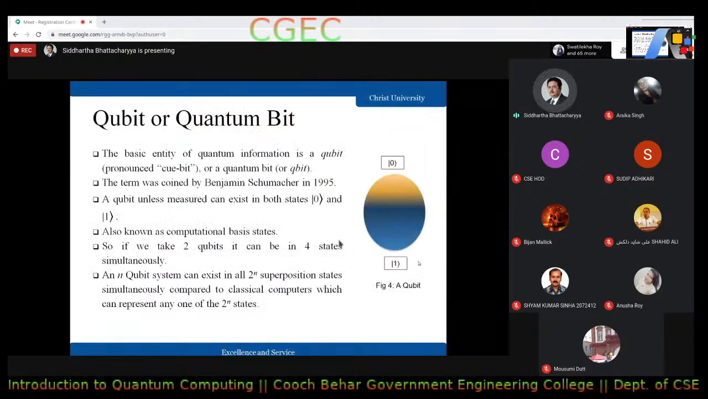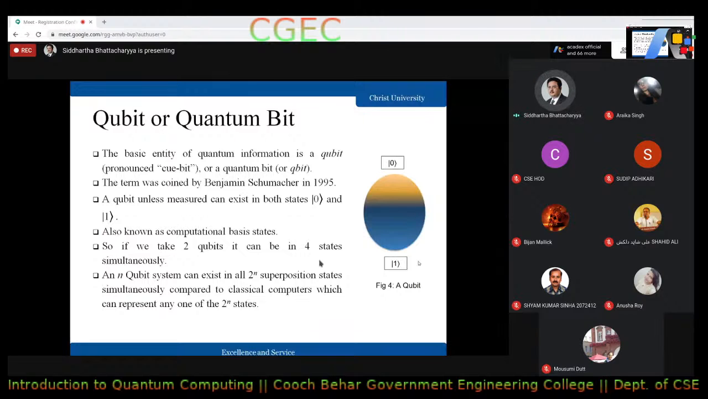Now, in contrast, if you come to the qubit or quantum bit, things are very interesting. First of all, the basic entity of quantum information is the qubit, or quantum bit. Nowadays, they have shortened it further to just Q and bit. You can also write it that way, not wrong. This term was coined by Benjamin Schumacher in 1995.